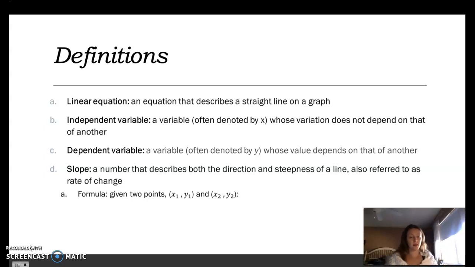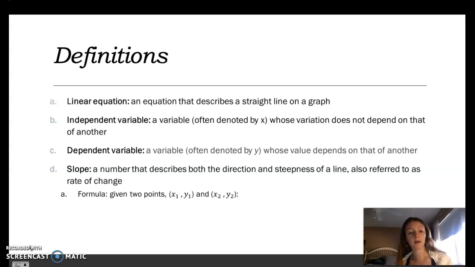Next, I want to talk about dependent variables. Those are often denoted by a y symbol, and those are variables whose value depends on the value of a different variable, meaning when we have an equation, there's usually an input and an output. X is usually our input and y is our output. So we choose a value for x, and when we choose that value, we plug it into our equation and it spits out a number for y. So we don't necessarily get to choose it. It depends on what the x is.